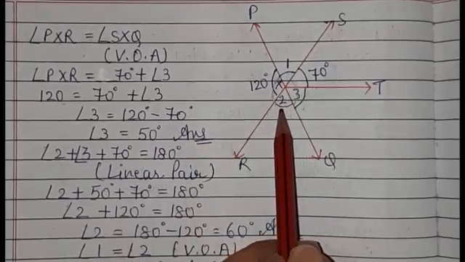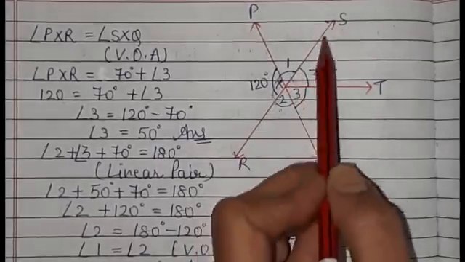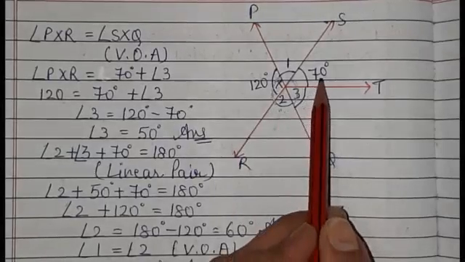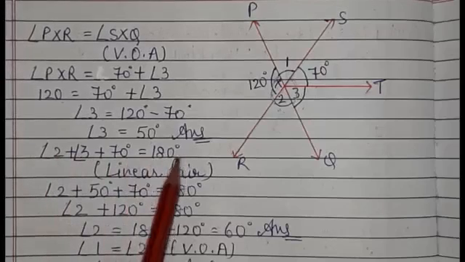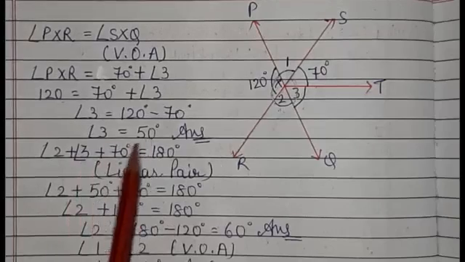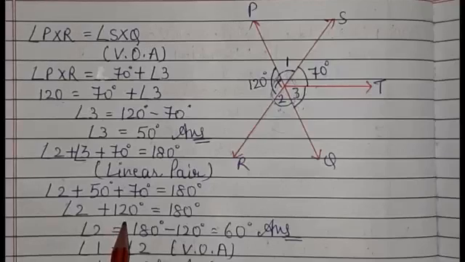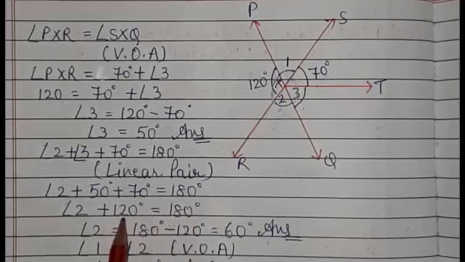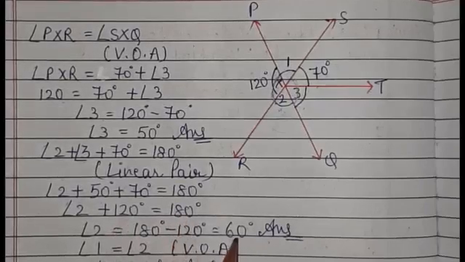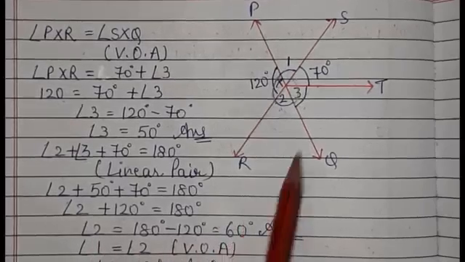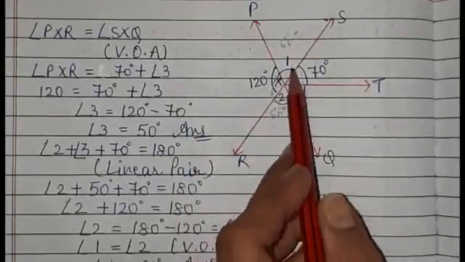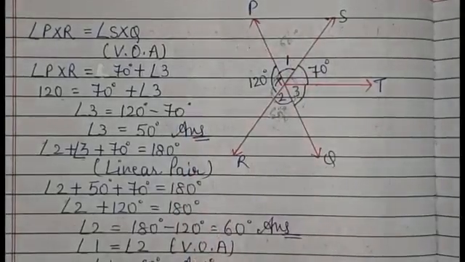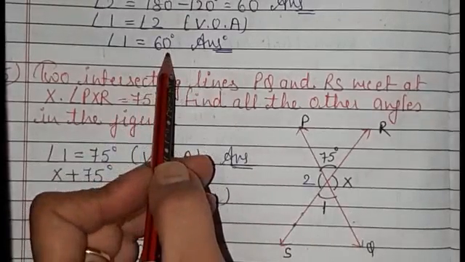Now we can calculate angle 2 by linear pair. This is a straight line. So angle 2 plus angle 3 plus 70 degrees is equal to 180 degrees. Transpose 70 from the left hand side to the right hand side, or just put the value of angle 3 first, that is 50 degrees. Add these two angles, 120 degrees, and then transpose this 120 degrees from the left hand side to the right hand side. Then we have to subtract, it will come 60 degrees. So angle 2 is 60 degrees. If angle 2 is 60 degrees, angle 1 is also 60 degrees because of vertically opposite angles, right? So angle 1 is 60 degrees, angle 2 is also 60 degrees, and angle 3 is 50 degrees.